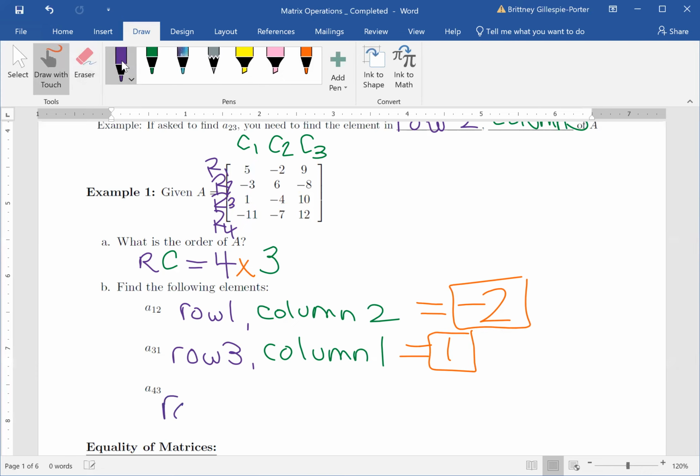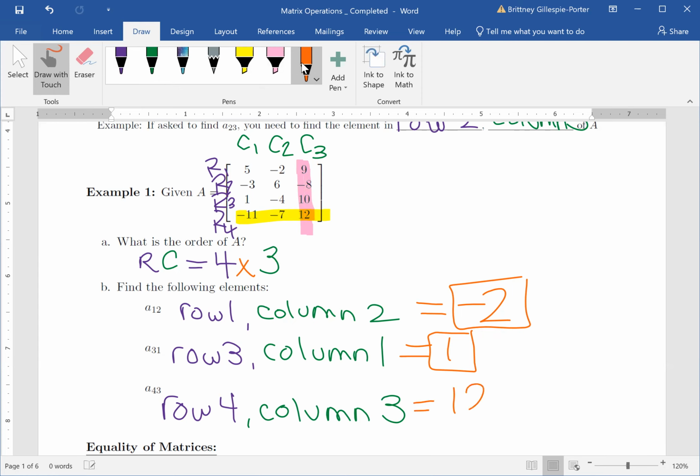A4,3. A4,3 means we need row 4, column 3. So we go to the 4th row. We need the 3rd column, and we overlap at 12. So the element A4,3 is the number 12.